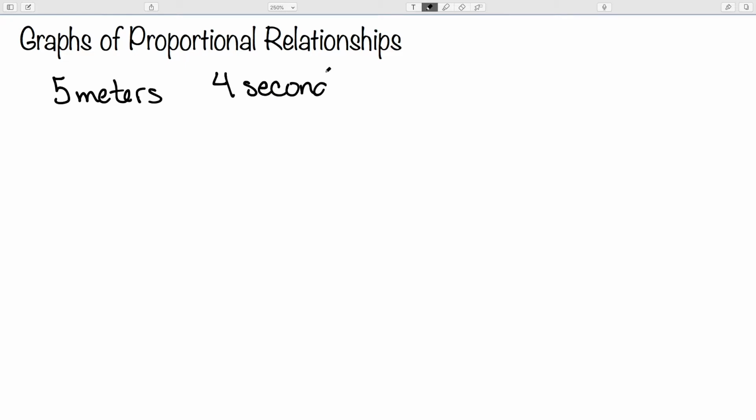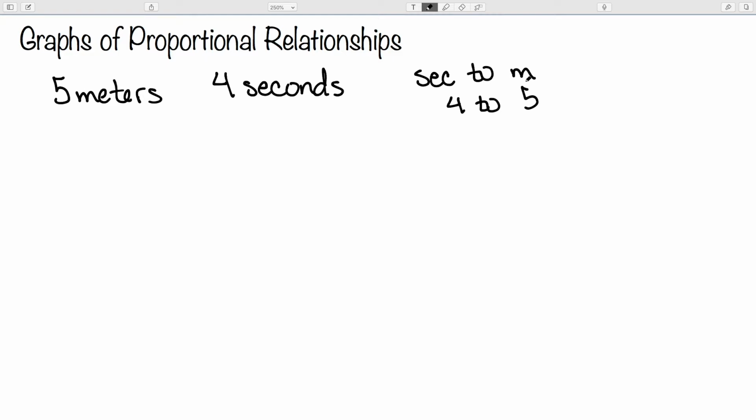Well, since you're keeping a standard pace, the number of seconds and the number of meters are going to be in a ratio of 4 to 5. And so they're in a proportional relationship. So we have seconds to meters as 4 to 5.